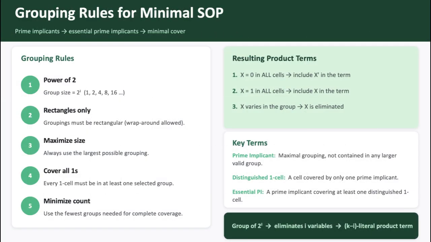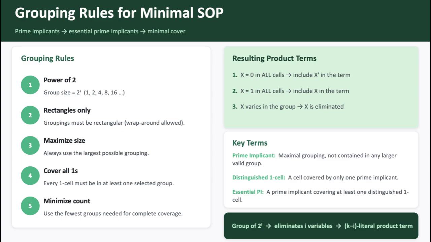This is the most important slide in the deck. Every K-map problem you will ever solve comes back to these 5 rules. Rule 1. Group size must be a power of 2. Valid sizes are 1, 2, 4, 8, or 16 for a 4-variable map. Groups of 3, 5, 6, or any other non-power of 2 are always invalid, as in always.